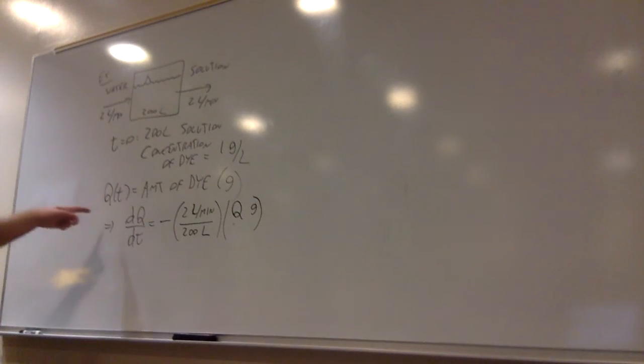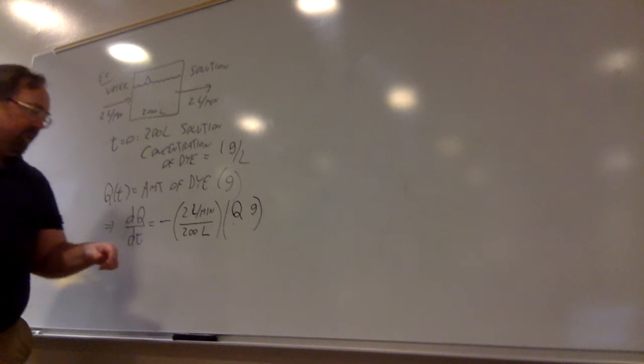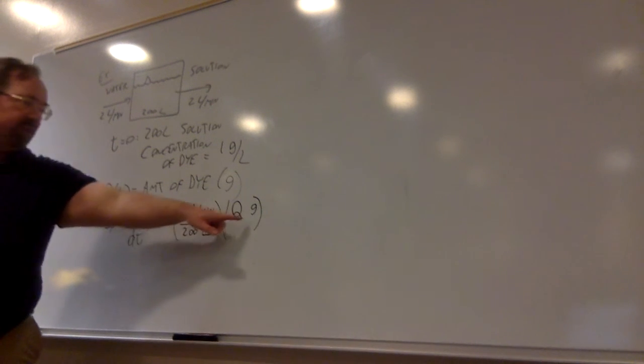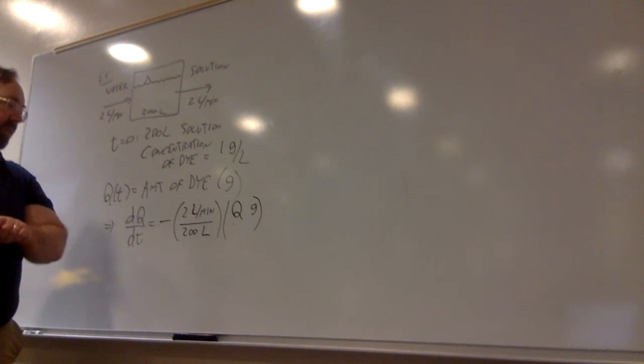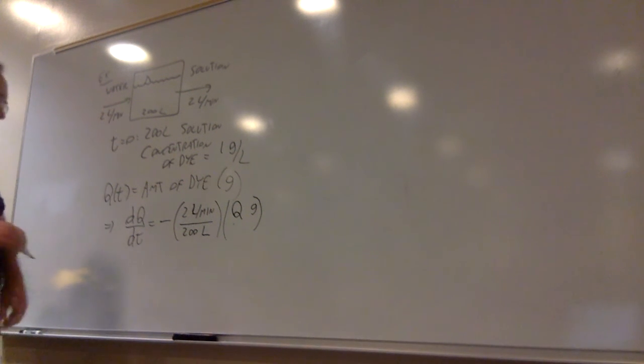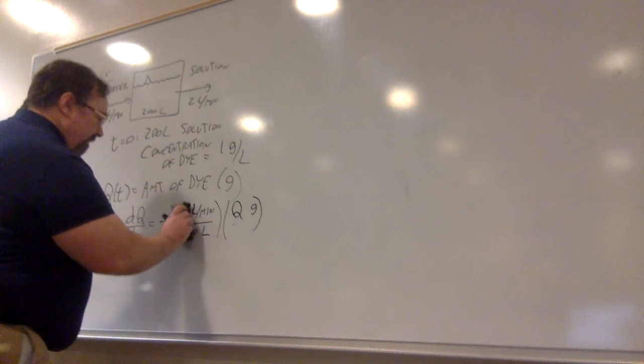Now since Q is in grams, the derivative with respect to time should be grams per minute. So what we have here is the liters will cancel out. We're going to end up with grams per minute. So another way of looking at it, actually this might be more intuitive.